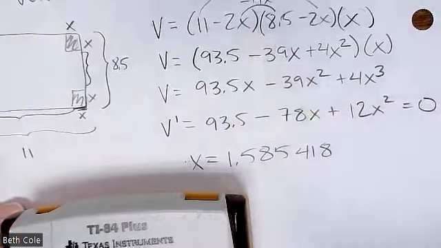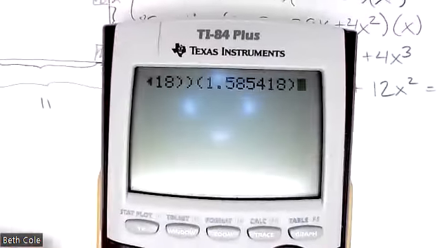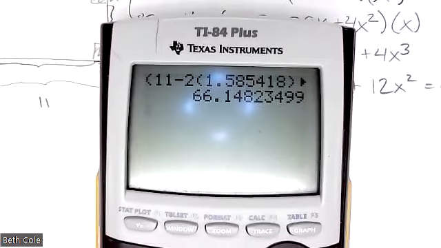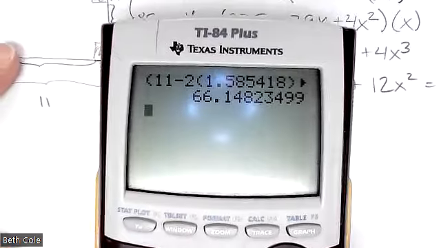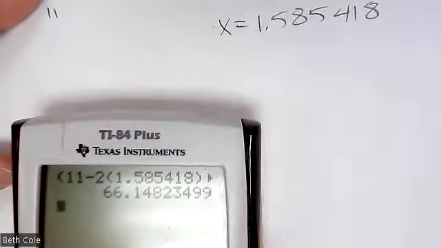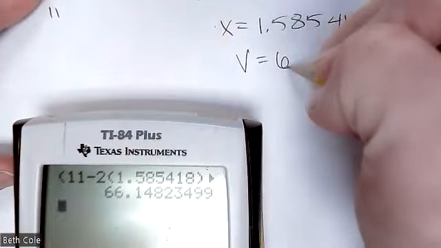I did 11 minus 2. Okay, thank you for heads nodding. It's just a bunch of button pushing. All right, so there's the final answer, 66.148. You can truncate that now that we're done, but what are your units? Inches cubed.